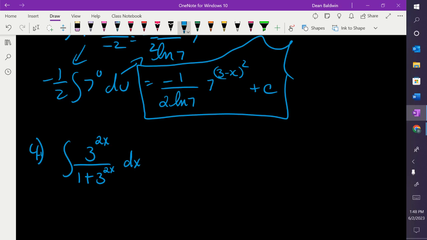All right. 3 to the power of 2x over 1 plus 3 to the 2x dx. So what do we do here? You could split it apart. I don't know if it's going to help you, though. And it'd be tricky to split it apart. So what are we going to do? U sub? Is that what somebody said? Yeah. Okay, what's U? The denominator.